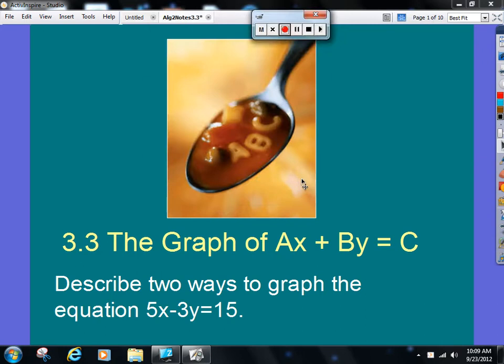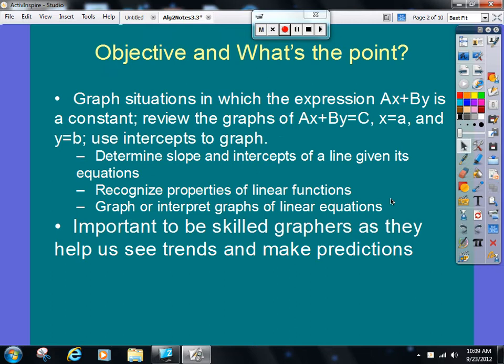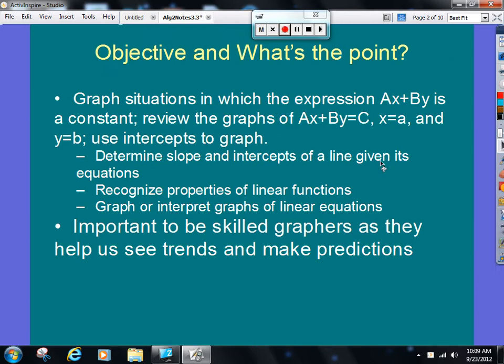Today is the day that your life will change. We are going to graph ax plus by equals c. Here's your journal choice. This section is usually entertaining for kids because you will graph differently than I will or differently than your friends, and it'll all be okay. Come up with a method that works for you and stick with it.